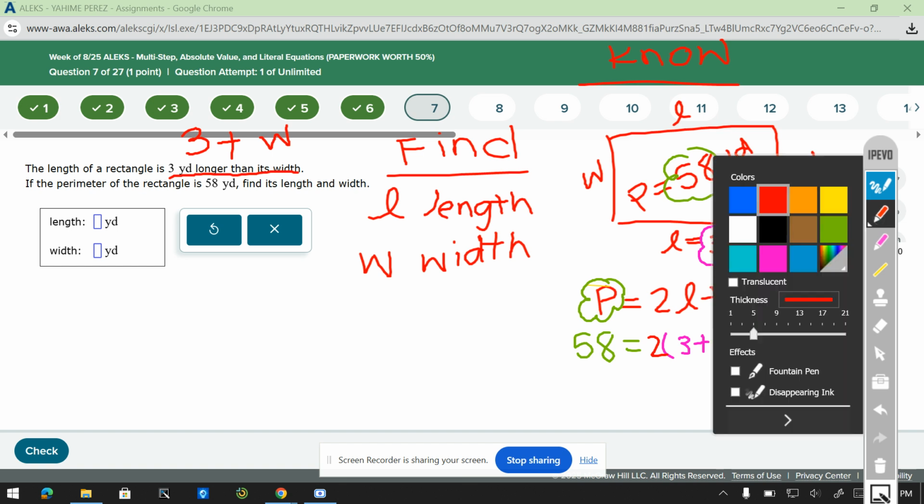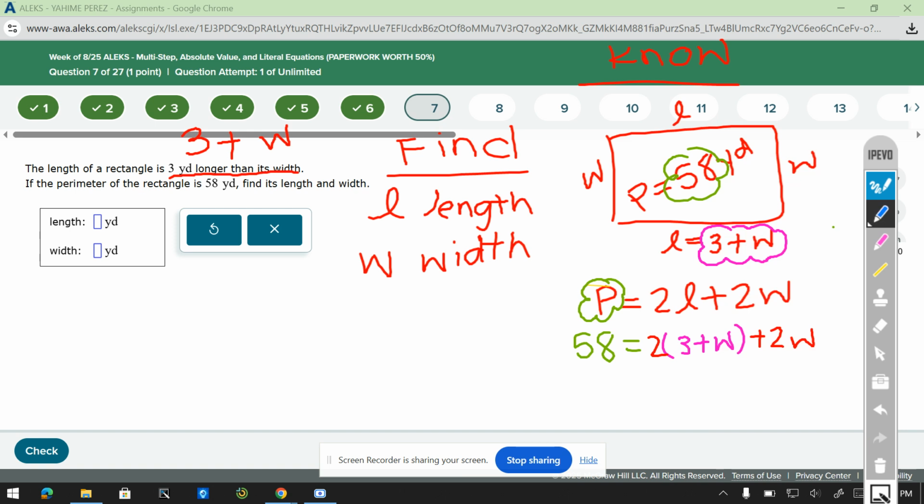So to solve, we're going to go ahead and split the equation at the equal sign. Looking to the left, 58 is as simplified as it's going to get. But looking to the right, I've got parentheses. So I know that if I have parentheses with variables, to get rid of the parentheses, we're going to go ahead and distribute. I'm doing 2 times 3, which is 6, and 2 times W, which is the same as 2 times 1W, is 2W. And then I'm going to bring this 2W down.